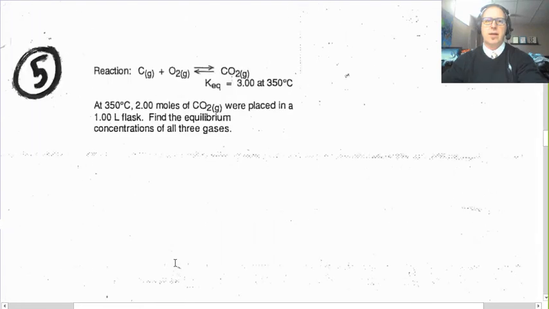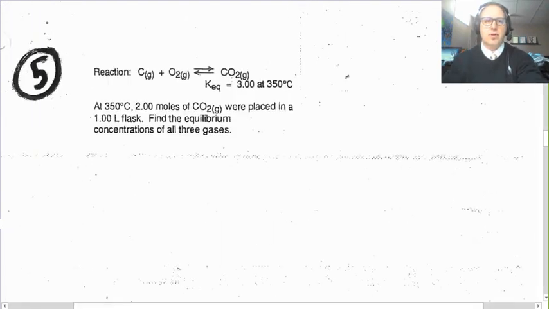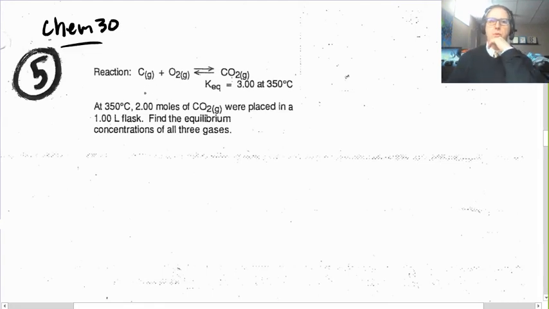Assignment here, and again, this is for Chem 30. Okay, so we have carbon plus oxygen in equilibrium with carbon dioxide. Here's the KEQ, which we'll use a little bit later. So what's the information that we can put into our ICE chart?